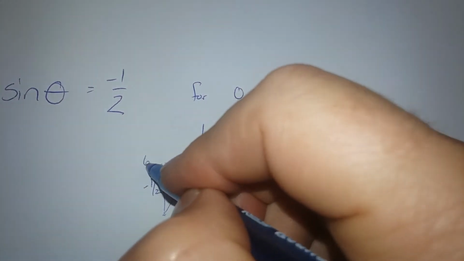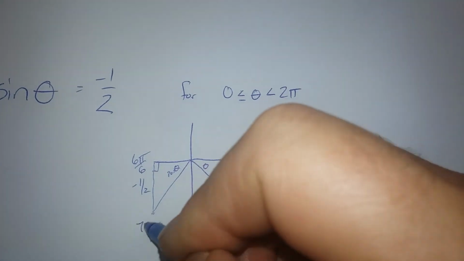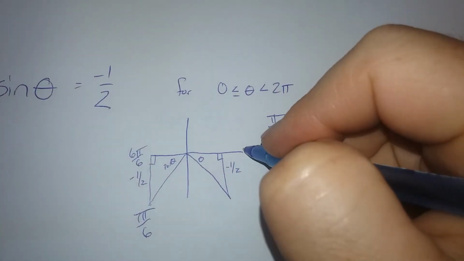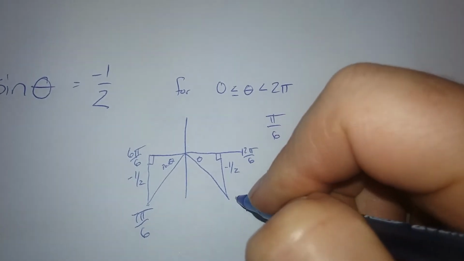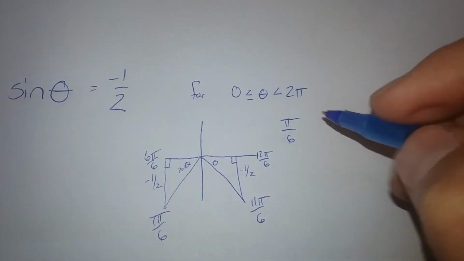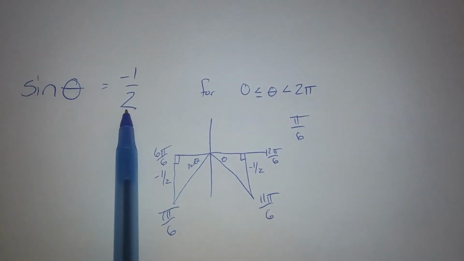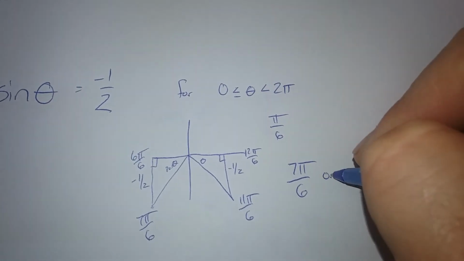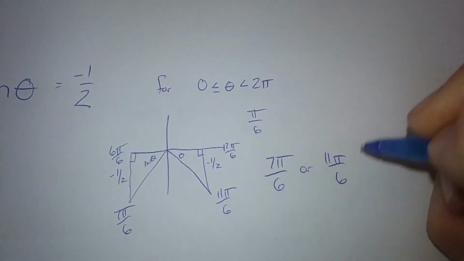But I am not in the first quadrant. So I am a pi over 6 into the third quadrant. And this is 12 pi over 6. So I am at 11 pi over 6. So my final answer is, what angle has a sine of negative 1/2? And the answer is 7 pi over 6 or 11 pi over 6.